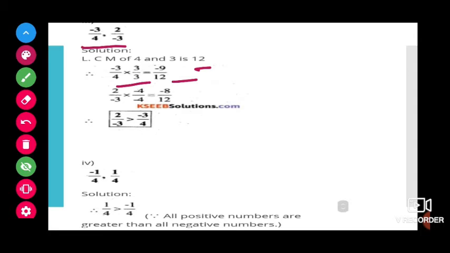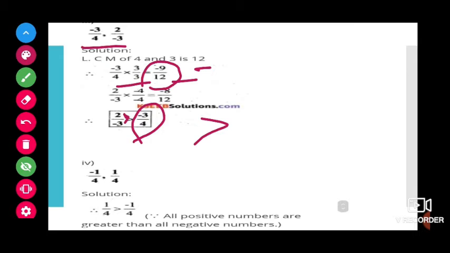Next, minus 2 by 3 should be multiplied with minus 4 by 4. Both are 4 by 4 only. Now minus minus will get cancelled, and we will get minus 8 by 12. One is minus 9 by 12, one is minus 8 by 12. Whenever we are comparing negative values, I told you already, having more negative is the lesser value. So minus 9 by 12 has the more negative numerator, so automatically that will be lesser than minus 2 by 3.